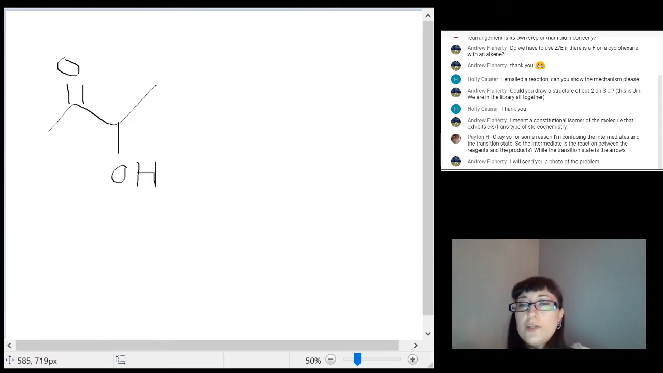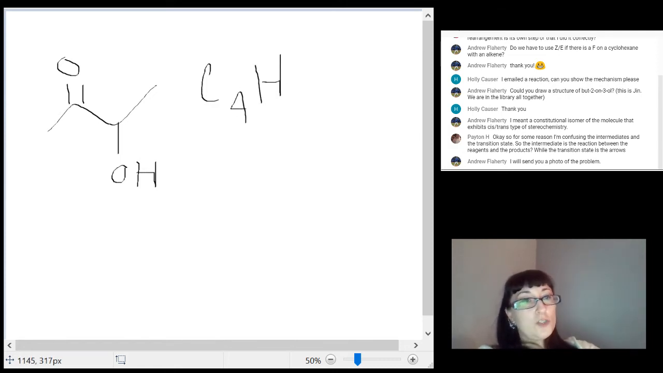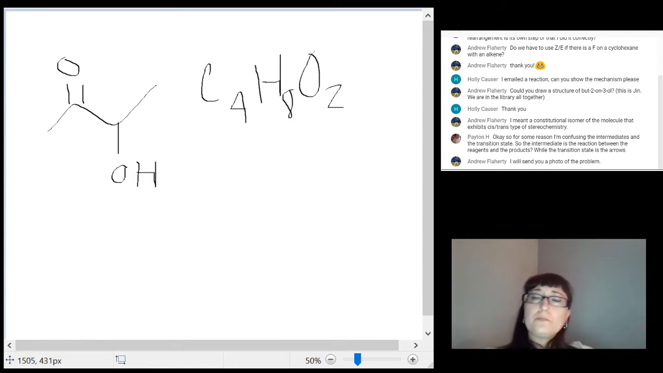Okay. So a constitutional isomer is one that looks completely different. Those were the ones that we did on the very first exam. You look at that and you say, well, there's 4 carbons, 2 oxygens, 1 unit of unsaturation. So how could you come up with a constitutional isomer with that formula? It's C4H8O2. If you do the math, it's 1 unit of unsaturation. I know which problem you're talking about.